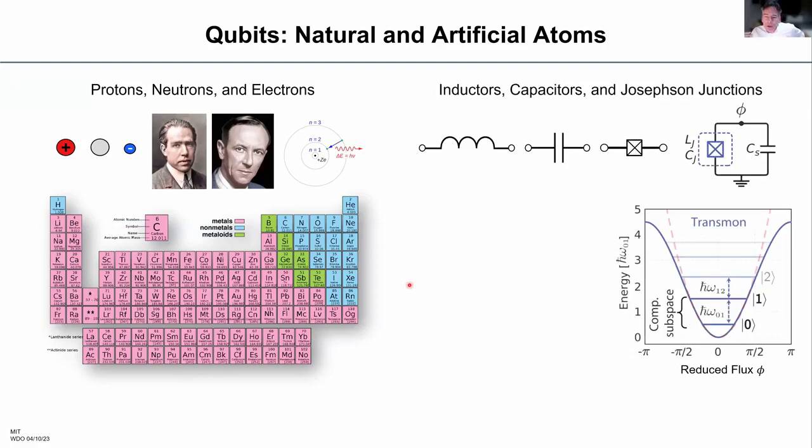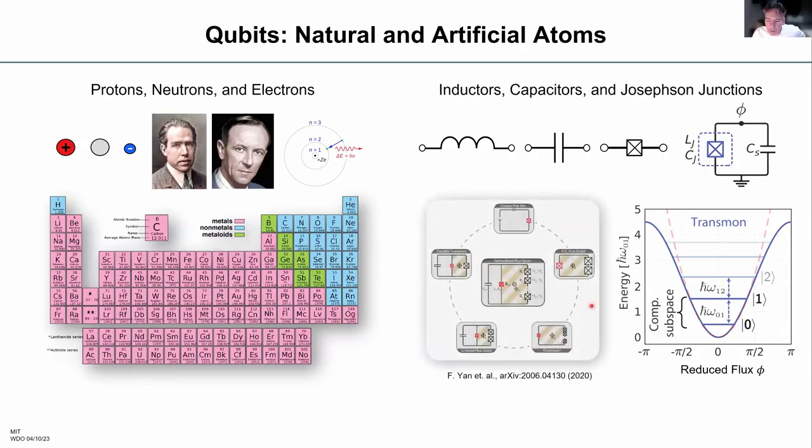Now, the other type are called artificial atoms. And these are basically circuits that we build. You could think of it as, okay, using inductors, capacitors, and things called Josephson junctions, we can assemble circuits which in many ways behave like atoms. Okay, they have certain quantum mechanical properties that we can use.